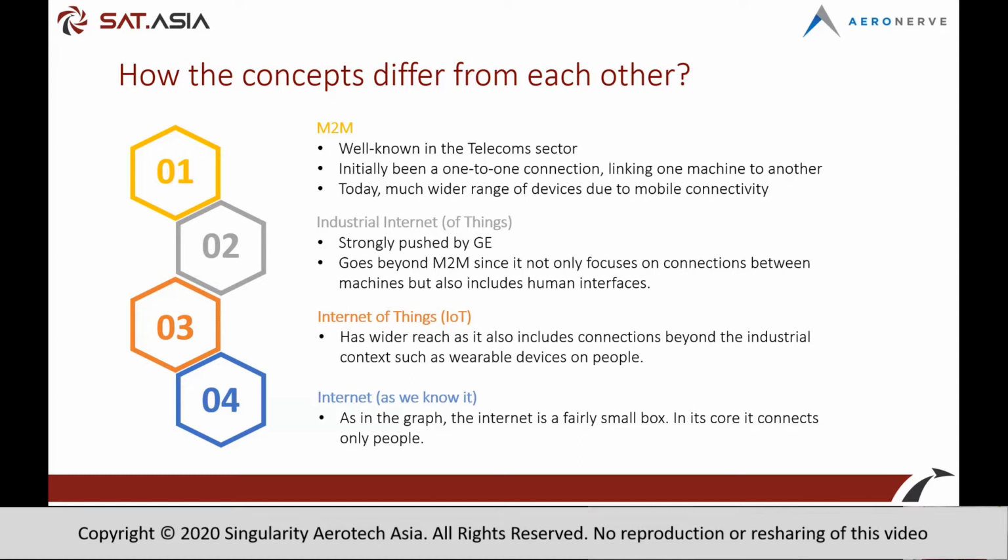Okay, so I'll give you some definitions, just a bit of an introduction on all this. So M2M, also known as machine-to-machine. This is well known in the telecommunication sector. Initially it was one-on-one connections linking one machine to another, but today it has much wider devices due to mobile connectivity. Now you can also interface with humans. Okay, industrial internet. This is a term coined by GE, General Electric. It goes a little bit beyond M2M, since it's not only focused on connections between machines but also includes the human interface.